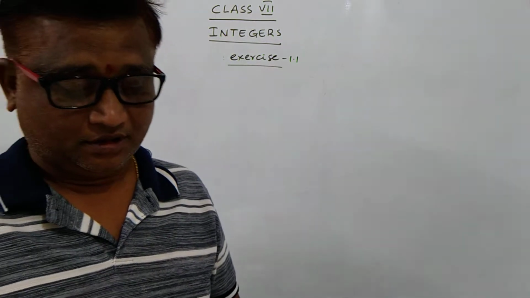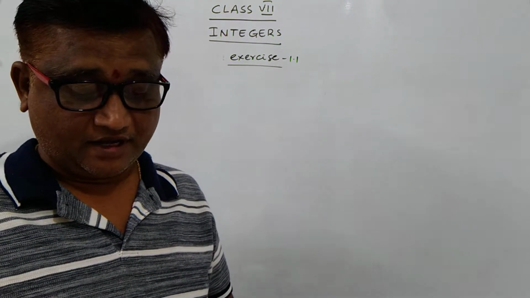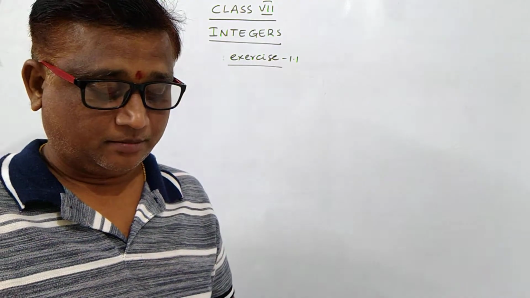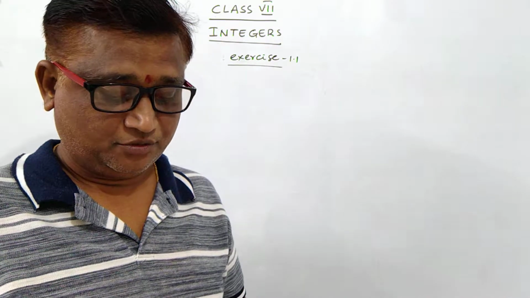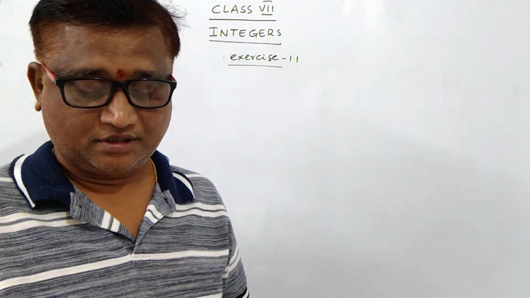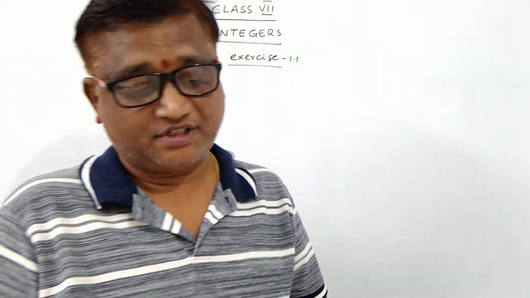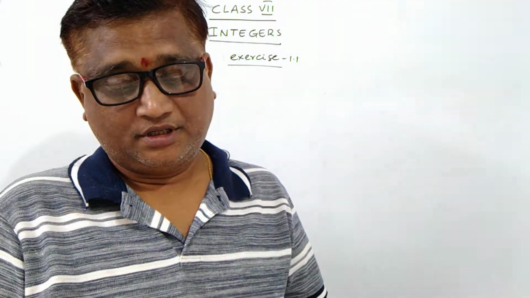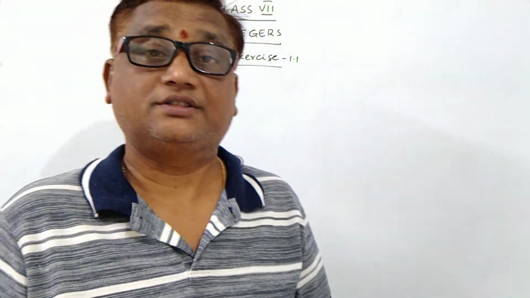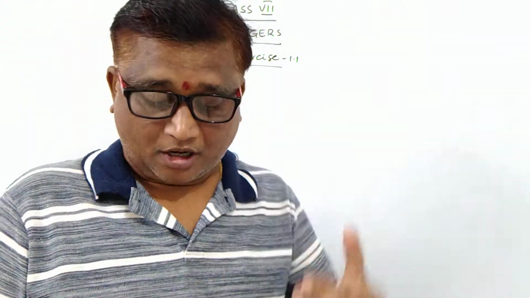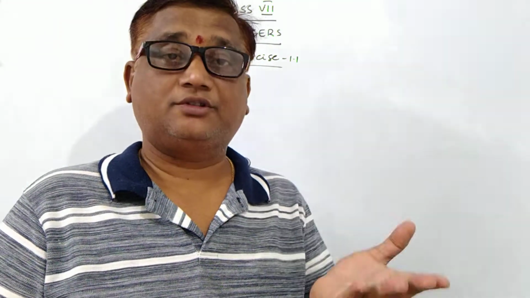Now the third question: at Srinagar the temperature was minus 5 degrees Celsius on Monday, then it dropped by 2 degrees Celsius on Tuesday. What was the temperature in Srinagar on Tuesday? On Wednesday it rose by 4 degrees. What was the temperature on this day? The question is like this. Dropped means minus; rose means increased, that means plus.